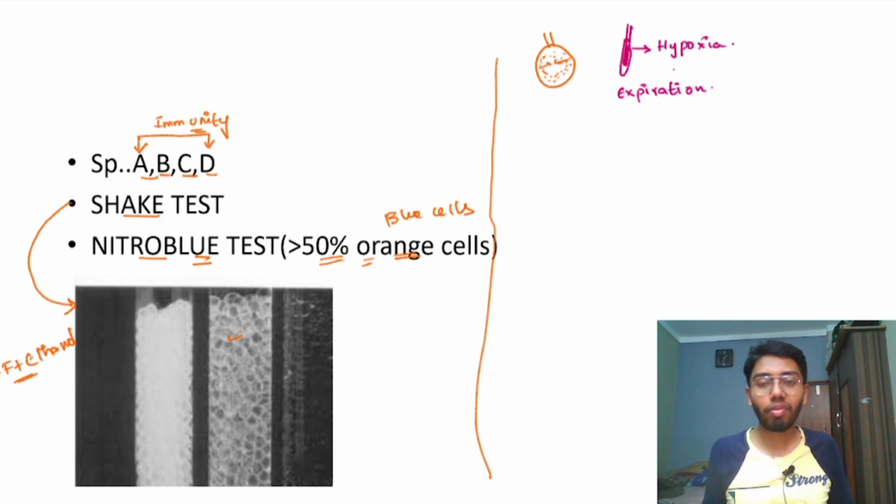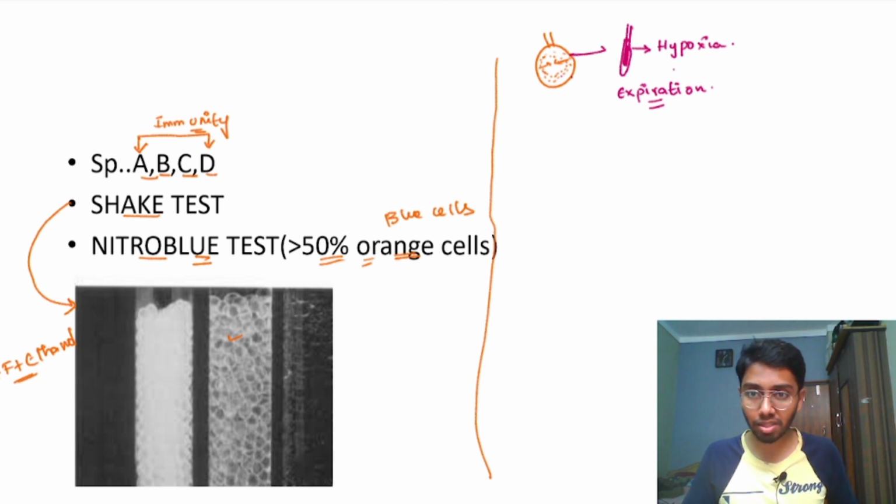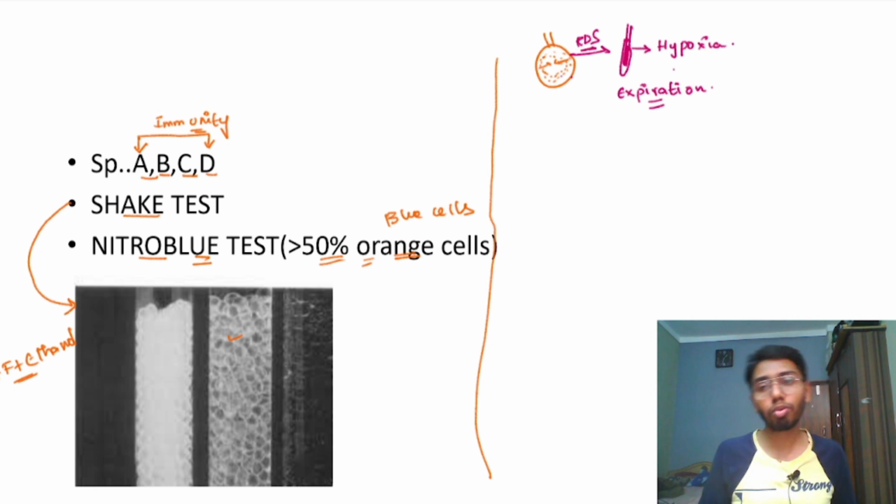That is the role of surfactant in the lungs. During expiration, assume a balloon: the alveoli will collapse. To prevent this collapse we have surfactant, but in respiratory distress syndrome the alveoli are not protected from collapse, so they collapse.